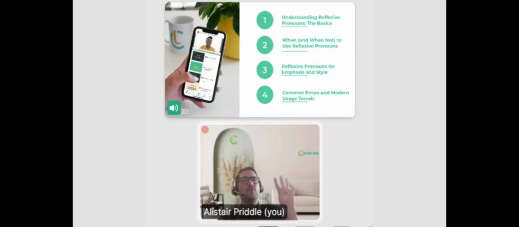So we have 4 parts to our lesson today. Number 1, understanding reflexive pronouns, the basics. Number 2, when and when not to use reflexive pronouns. Number 3, reflexive pronouns for emphasis and style. And number 4, common errors and modern usage trends. Excellent stuff. All very interesting.